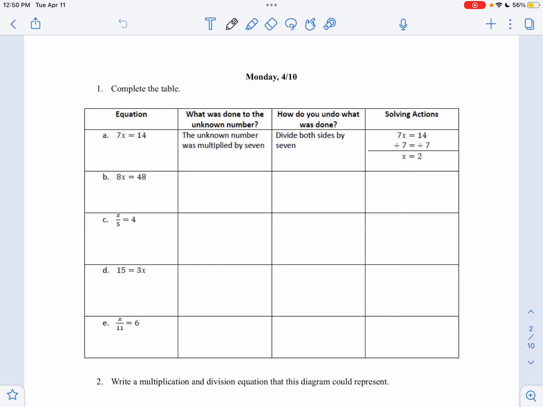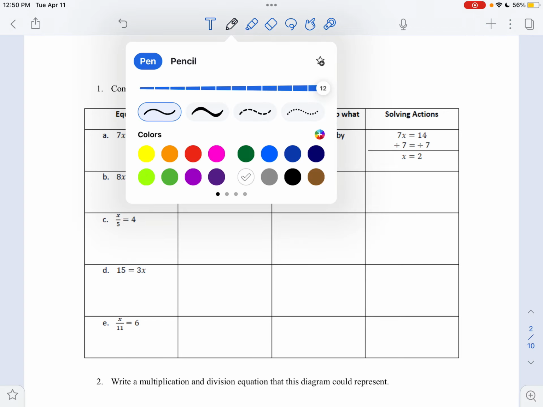This video covers Morehouse's homework for RP4 Week 2. On Monday night's homework, the first thing you're asked to do is complete the table, and one row of it is actually done for you. You can see in the row that's completed, you're first being asked what was done to the unknown number, meaning what operation is happening in this equation.